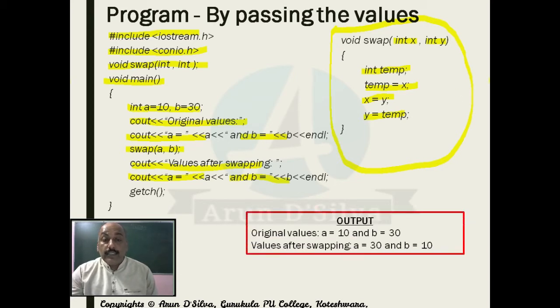The original values: a equal to 10, b equal to 30. Values after swapping: a becomes 30 and b becomes 10. So this is an example of passing the values, or call by value. Got it?